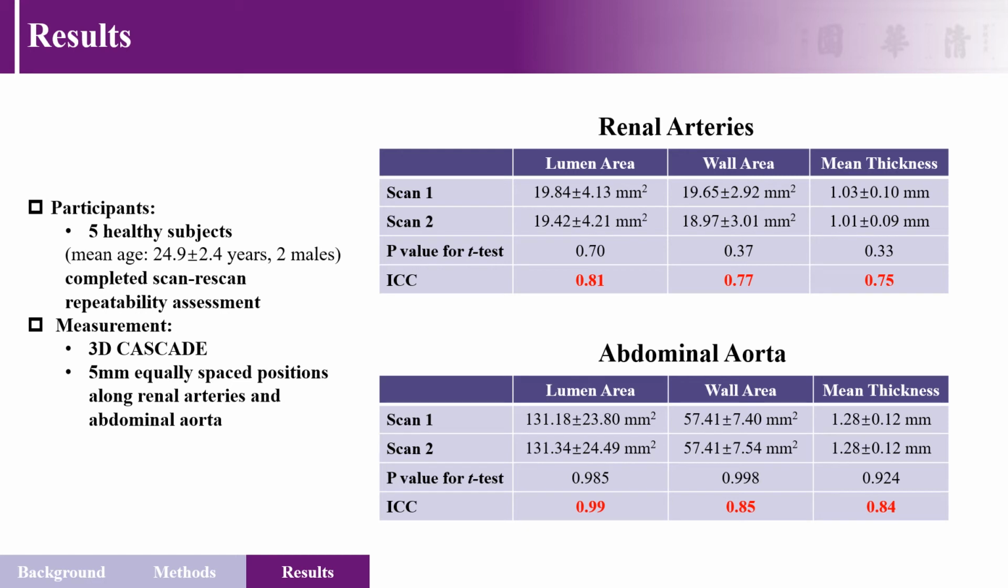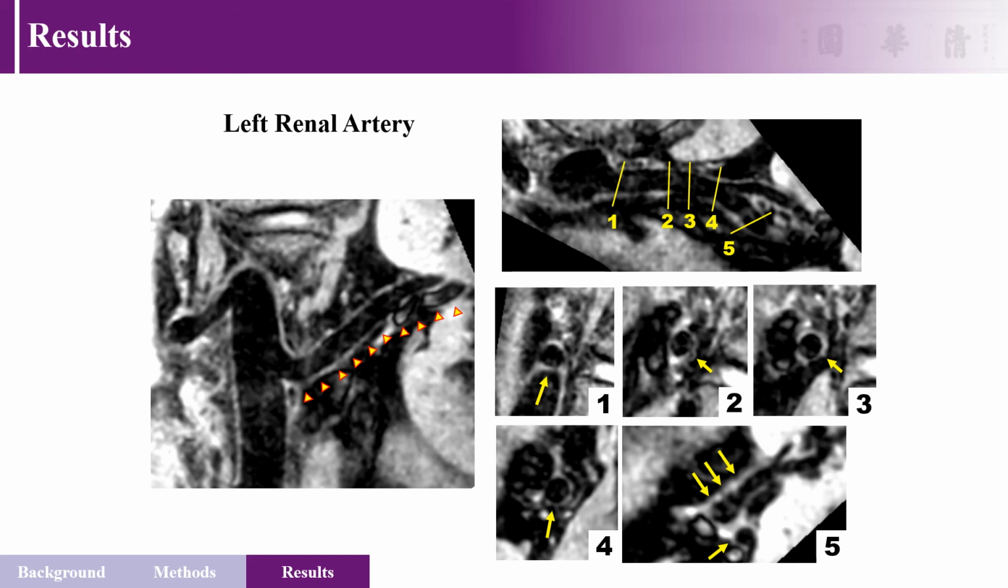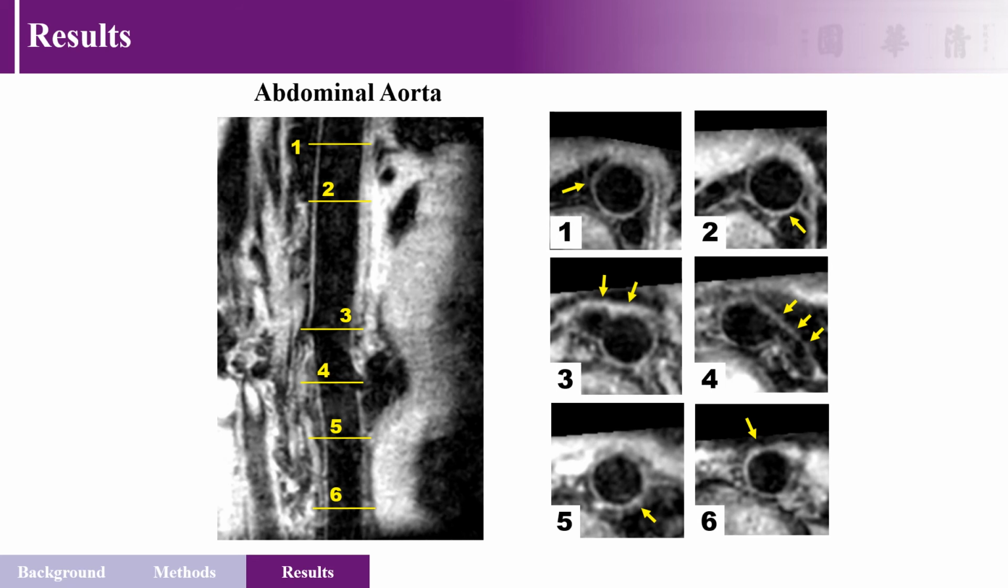The sequence showed excellent scan-rescan repeatability for the renal arteries and the abdominal aorta in measuring vessel wall morphology. And the proposed iMSDE-SPGR sequence was valuable to visualize the renal arterial wall and abdominal aortic wall for the healthy subjects. Here are the results of the right renal artery and the left renal artery for the healthy subjects, and the abdominal aorta.